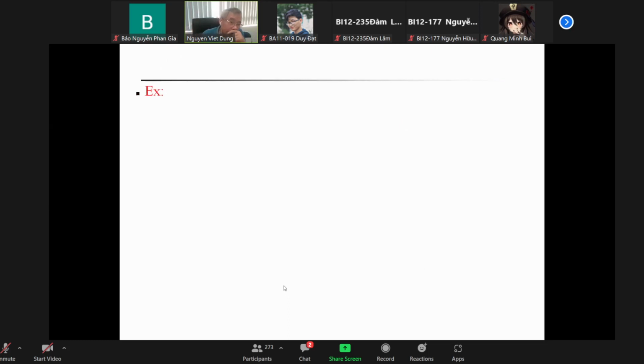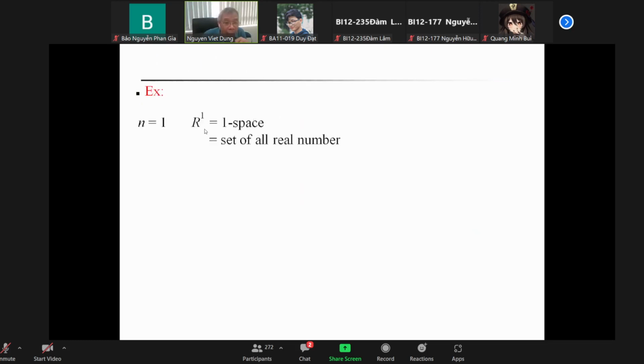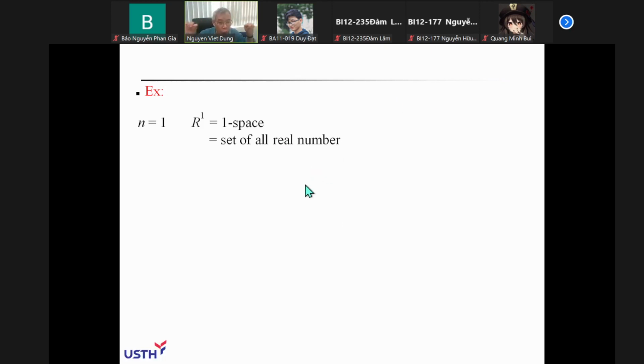The example is here. For n equals 1, you have A^1, that is the 1 space. If you look back here, in the case n equals 1, in the sequence you have only one number x1. Because of that, in that case A^1 is exactly the set of all real numbers, and it looks like a straight line like that. In Vietnamese you usually call it đường thẳng thực or trục số thực. Here we call it the 1 space, nothing more.